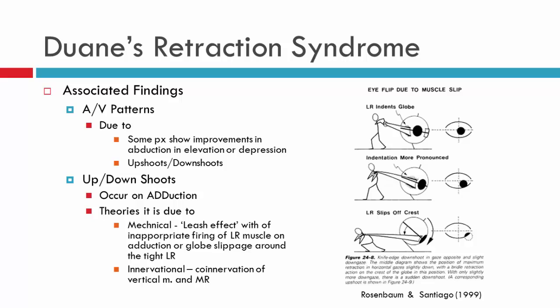If, on the other hand, the upshoot or downshoot is caused by innervational issues, this is actually a co-innervation of the vertical muscle and the medial rectus. So, Duane's retraction syndrome is a miswiring of the third nerve, and it's going both to the medial rectus and the lateral rectus. Well, what can happen for some patients is a further miswiring, where it's now going to the medial rectus and also to a vertical muscle. So if, for instance, the medial rectus and the superior rectus are being innervated, then we're going to see an upshoot. So it could be either mechanical or innervational that's causing these up or down shoots that we see in adduction.